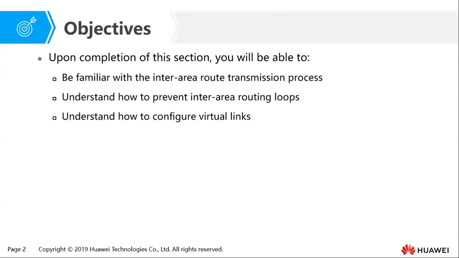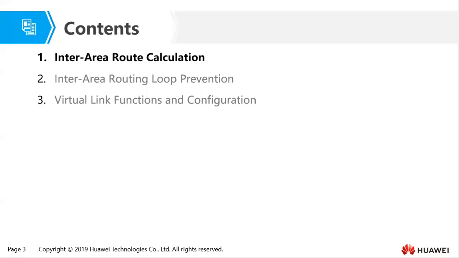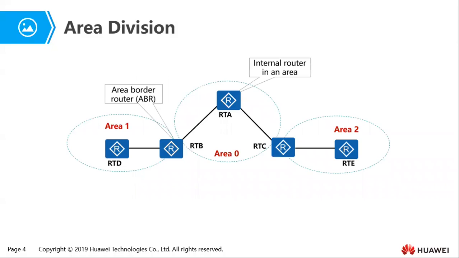So by the end of this chapter, you should be able to be familiar with the inter-area route transmission process, understand how to prevent inter-area routing loops, and understand how to configure virtual links. Very important. Okay, so let's look at inter-area route calculation.